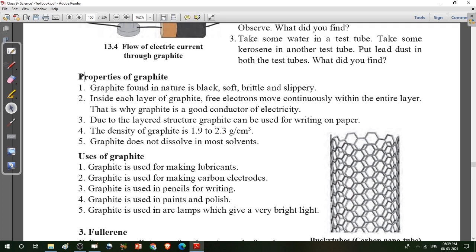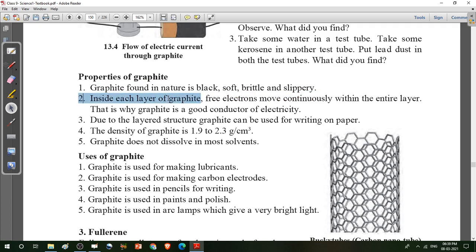The next heading is properties of graphite. You have to learn all the properties and uses. You have to learn the properties of diamond, graphite and fullerenes, all three. Now the properties of graphite. First property: graphite found in nature is black, soft, brittle and slippery. You know what the color of the lead of your pencil is? Check it. Yes, that is black.